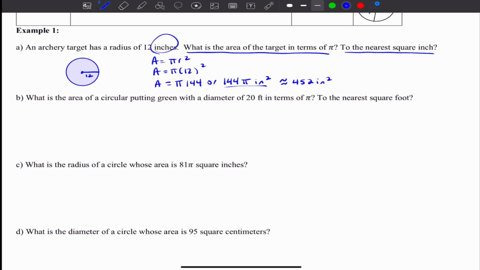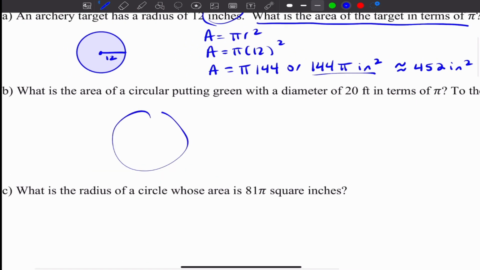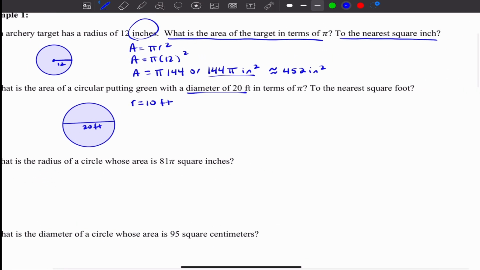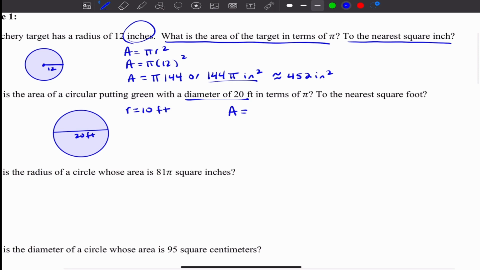What is the area of a circular putting green with a diameter of 20 feet in terms of pi and to the nearest square foot? So we have our circle. The diameter is 20 feet, but I only want the radius. So we're going to take the diameter and divide that by 2. So your radius is 10 feet. So then let's put it all together. A equals pi r squared. A equals pi times 10, the quantity squared. So A is equal to 100 pi square feet.